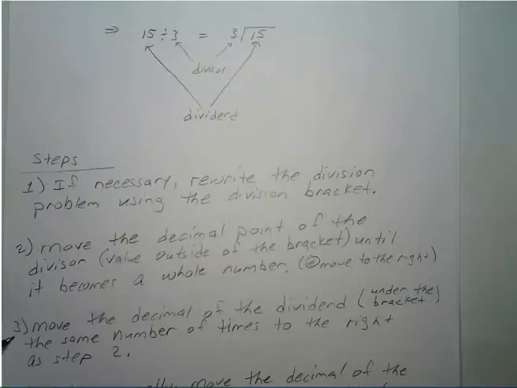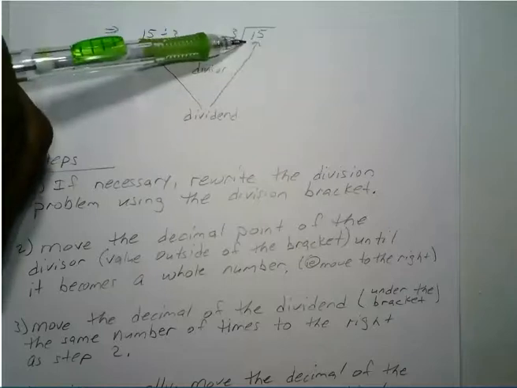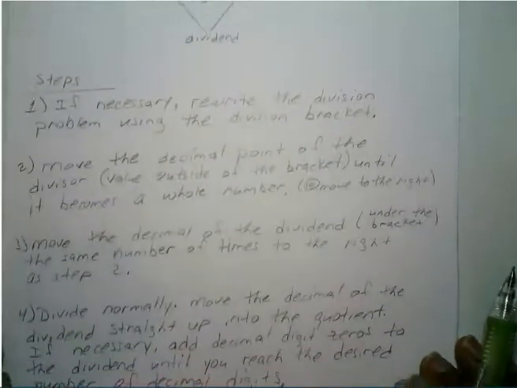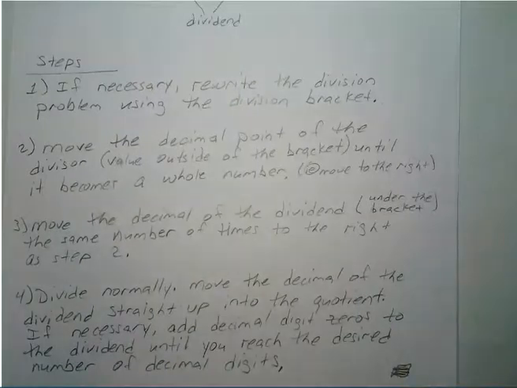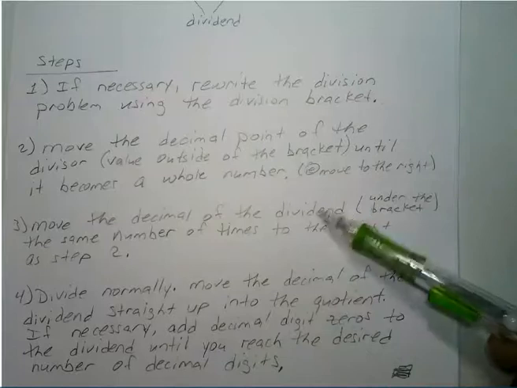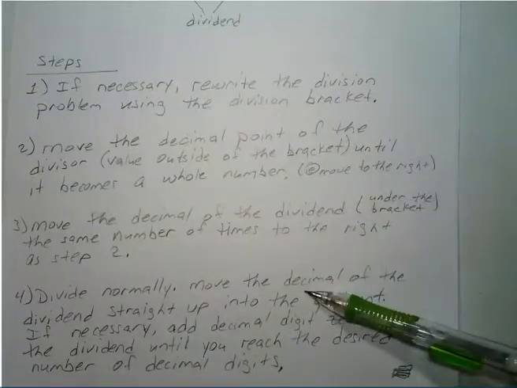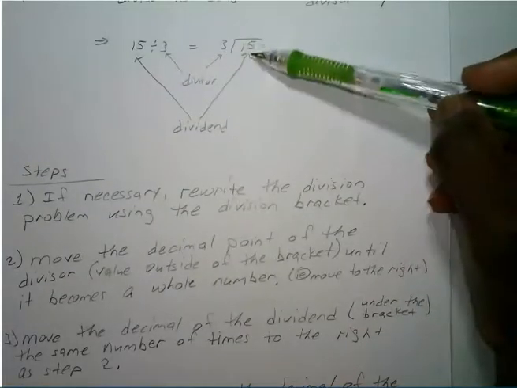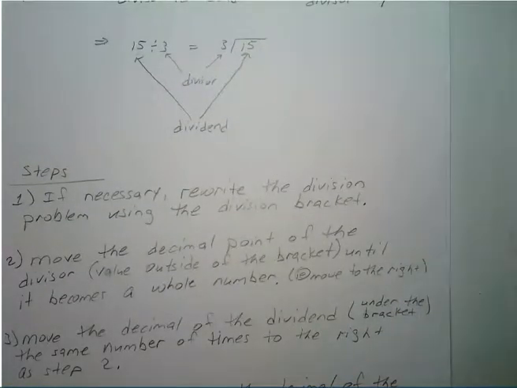Third step, you want to move the decimal point of the dividend, which is the number underneath the bracket, the same number of places to the right as in step 2. And then you want to divide normally. So when you finally move your decimal in step 3, you want to move that decimal straight up above the division bracket to the quotient.